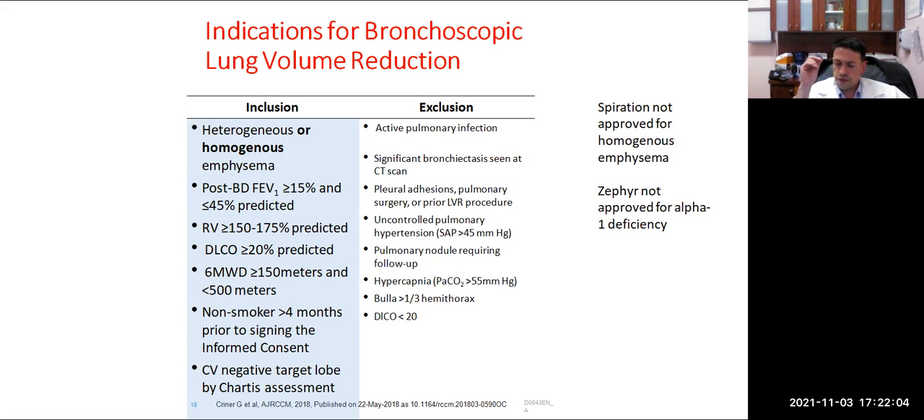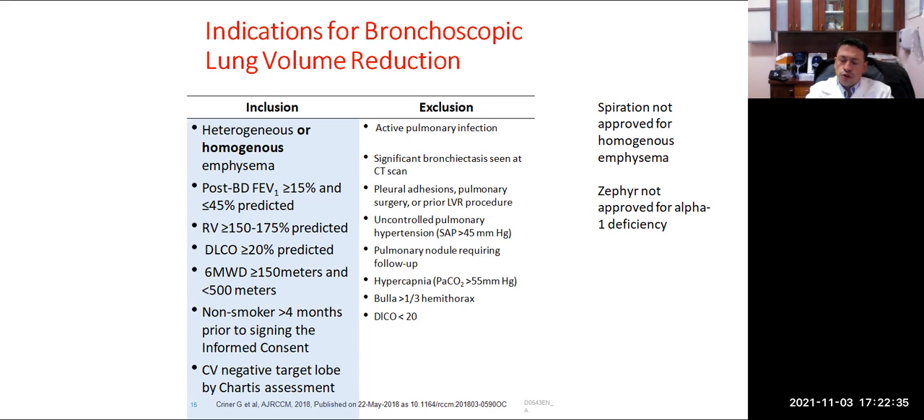So FEV1 has to be less than 45% predicted. As you know, FEV1 is going to be the same regardless of how the PFT is performed. So that is your first cut, 45% or less. Patients could be heterogeneous or homogeneous. So the Liberate trial I just showed you was heterogeneous, but I'll show you another trial which was for homogeneous patients, and the FDA approval for the Zephyr valve is for both groups.